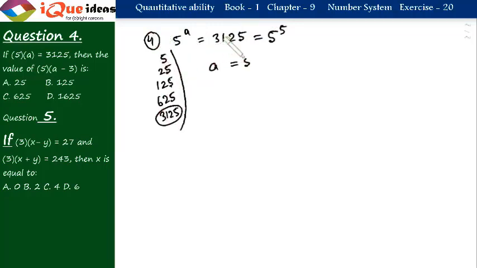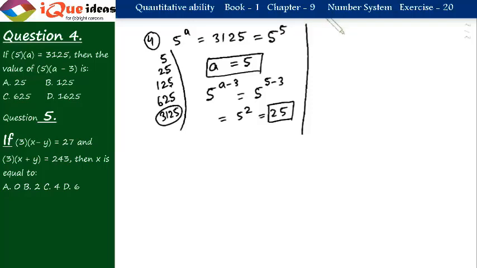Then the question is asking what is the value of 5 raised to the power a minus 3. That means 5 raised to the power 5 minus 3. That means 5 raised to the power 2, which is 25. So the answer of the question is 25.